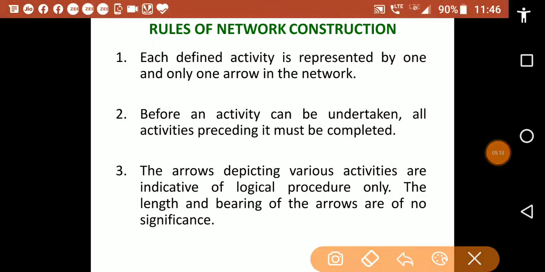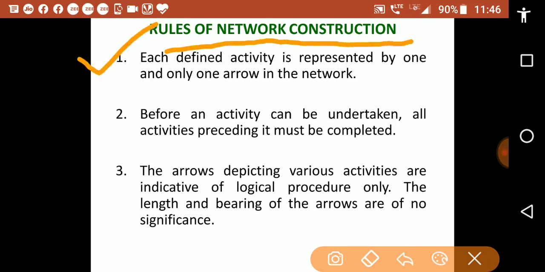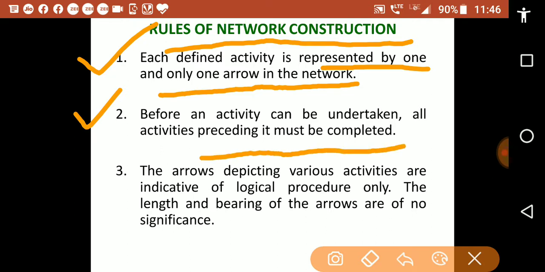Let us see the rules of network construction. First, each defined activity is represented by one and only one arrow in the network. Second, before an activity can be undertaken, all activities preceding it must be completed.